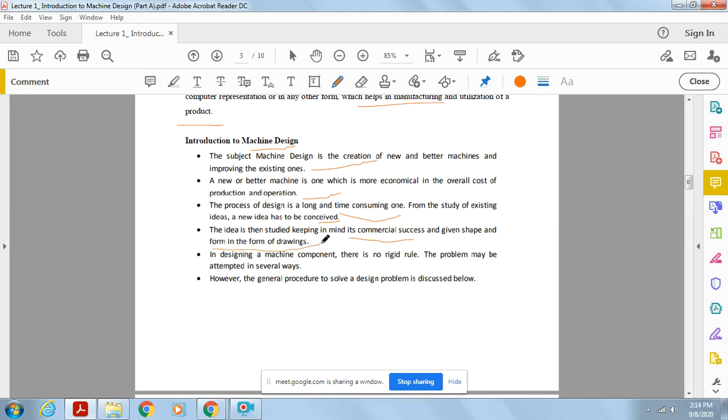So from the commercial aspect, a designer has to think about the necessities also from the aspect of commerce. Then he has to design the shape, what will be the shape and what will be the form of the drawing.